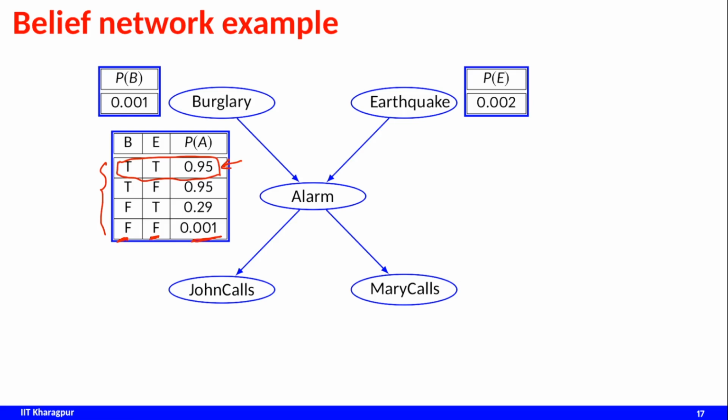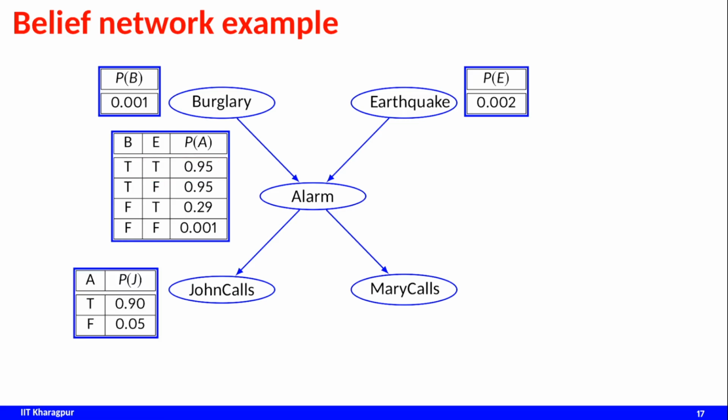Similarly, we have to provide the other values like the probability of John calls, but that will be conditioned on the alarm. So we have to provide those two tables. Now, one thing to note here is, for this set of 5 variables, we can represent the probability using only these 5 tables.